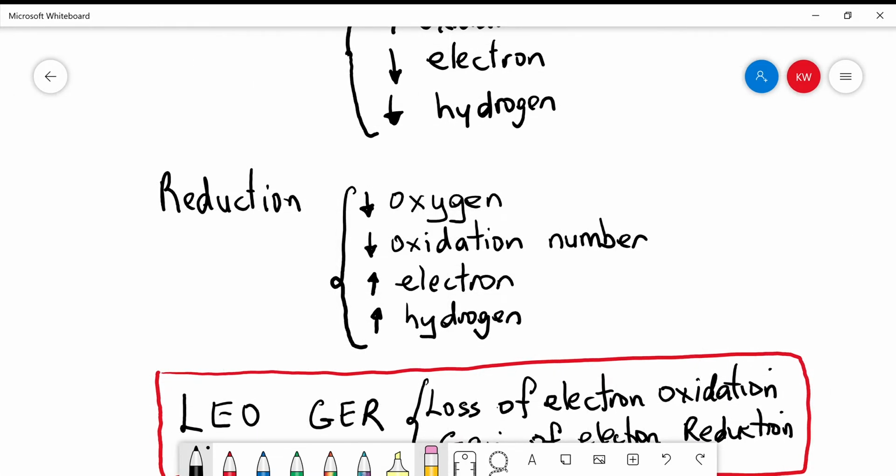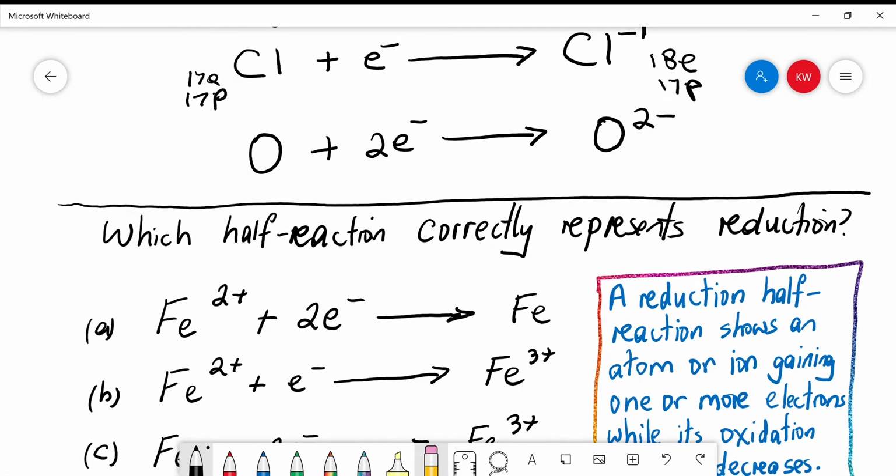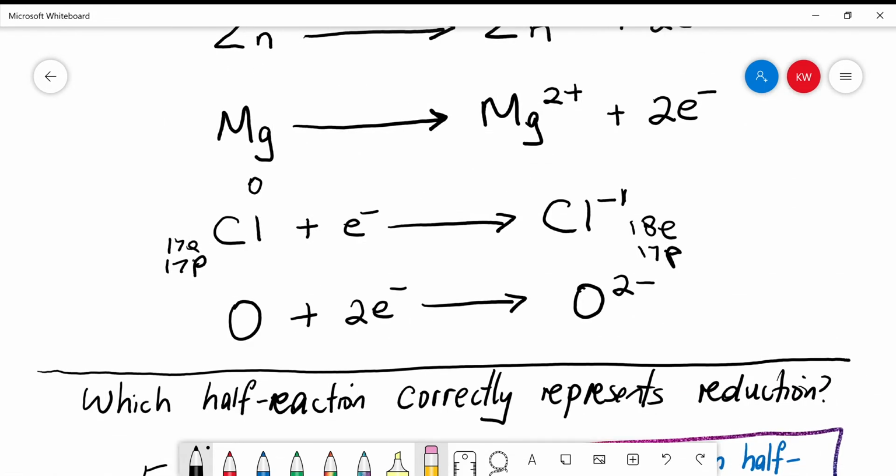Reduction: decrease in oxidation number and the gain of electrons. Here, this chlorine atom is gaining an electron and reducing the oxidation number. So this is reduction. This is also another example of reduction. We're moving from 0 to -2, 2 minus. This is a reduction reaction. We gain electrons, and the oxidation number also went down.